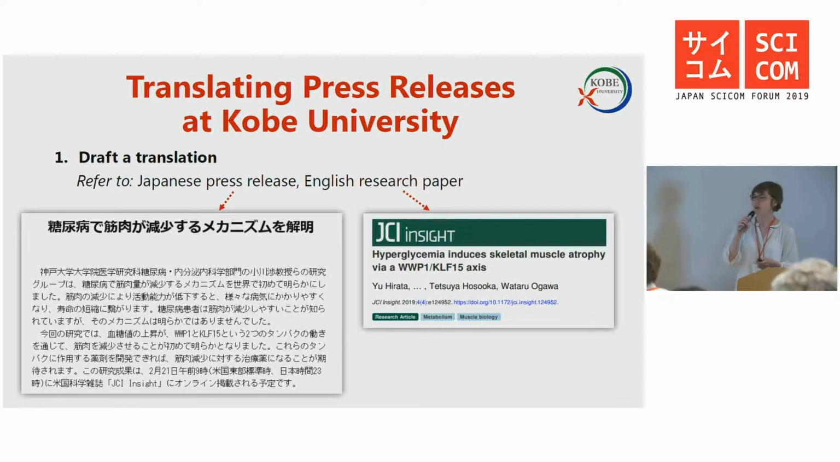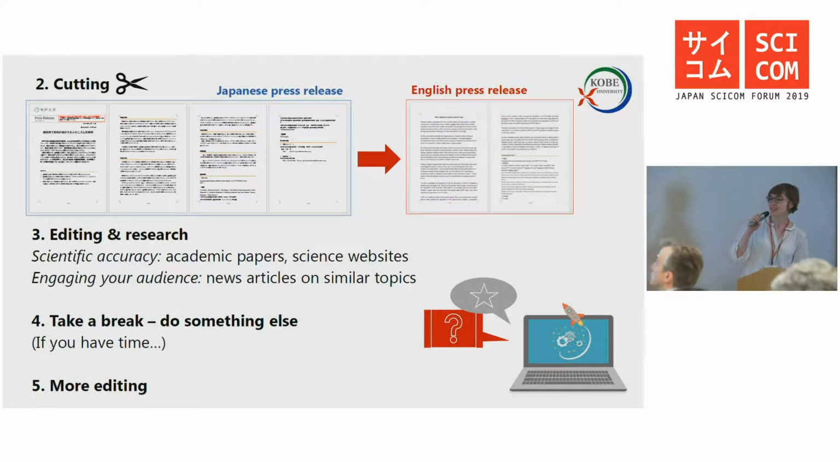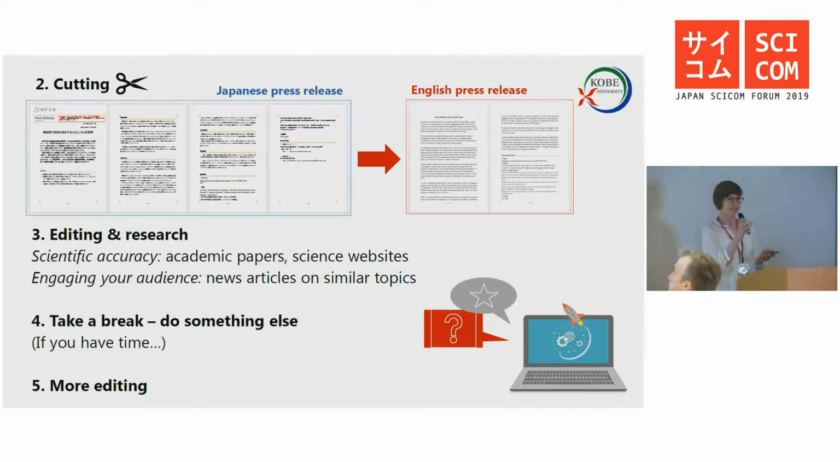The next step for me is usually cutting. As you might know, Japanese press releases tend to be kind of long and detailed, a lot more than the English ones. So I usually aim to get it down to about 500 words or just over one A4 page, not including the visuals. You can't see the visuals in this page.